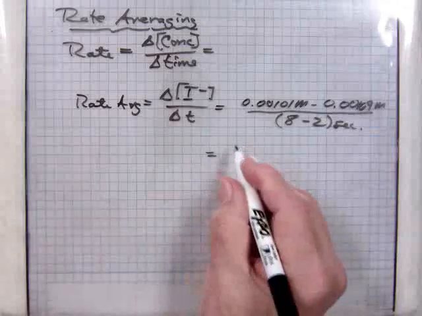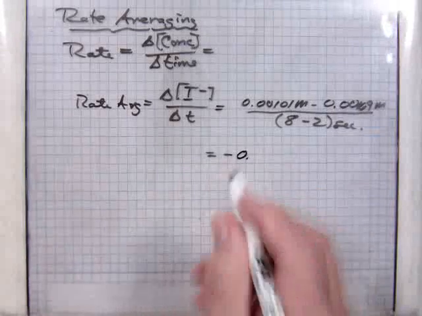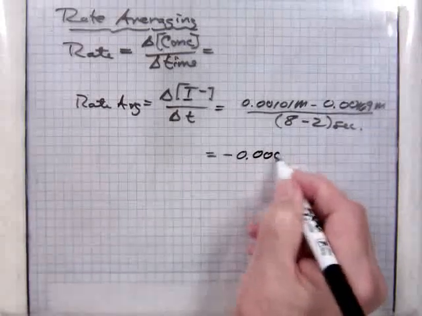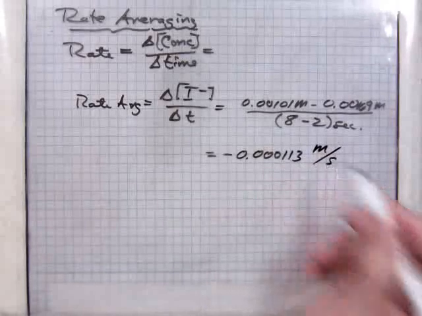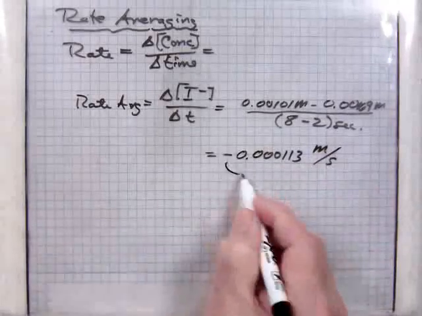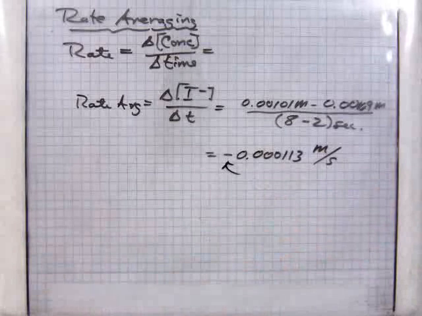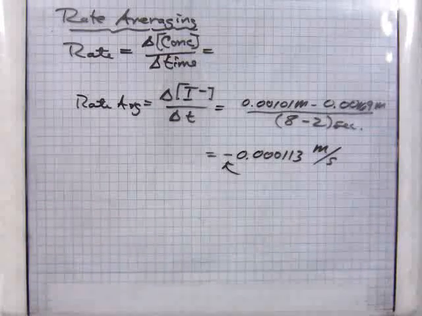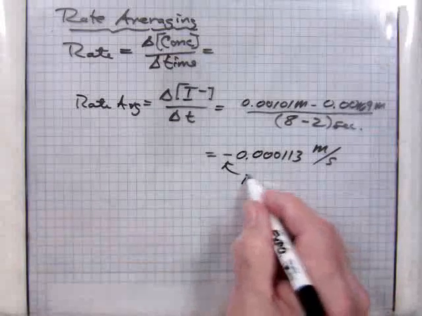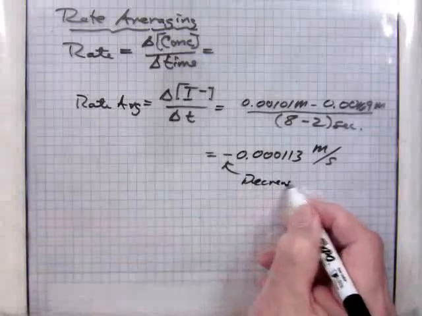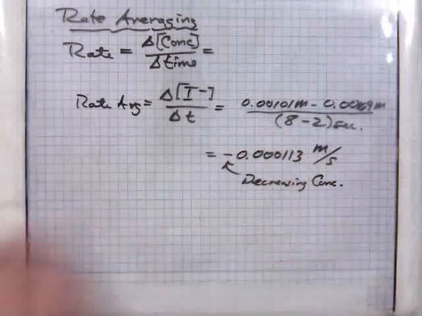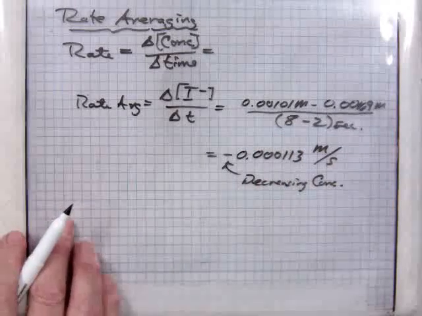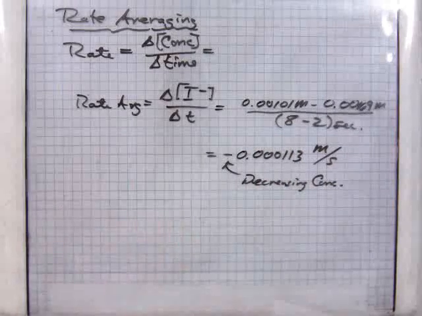We get a negative 0.000113 molar per second. Now, some people say, yeah, we're decreasing. All you can say is that indicates you're decreasing concentration, as you change your speed, as the rate goes along.